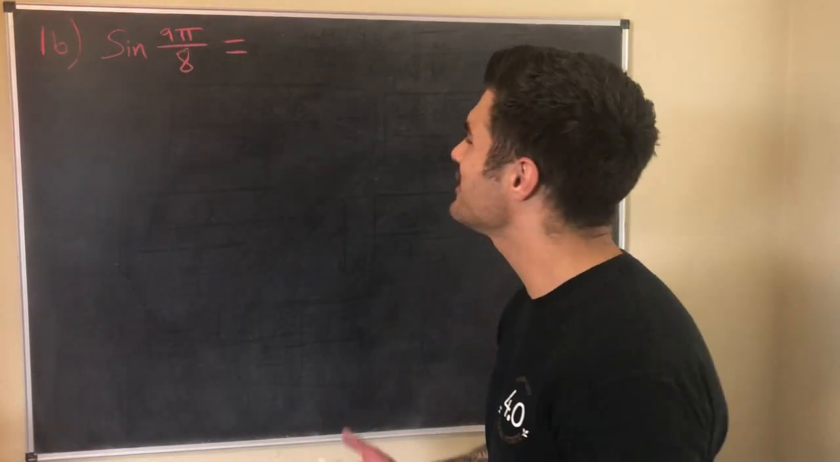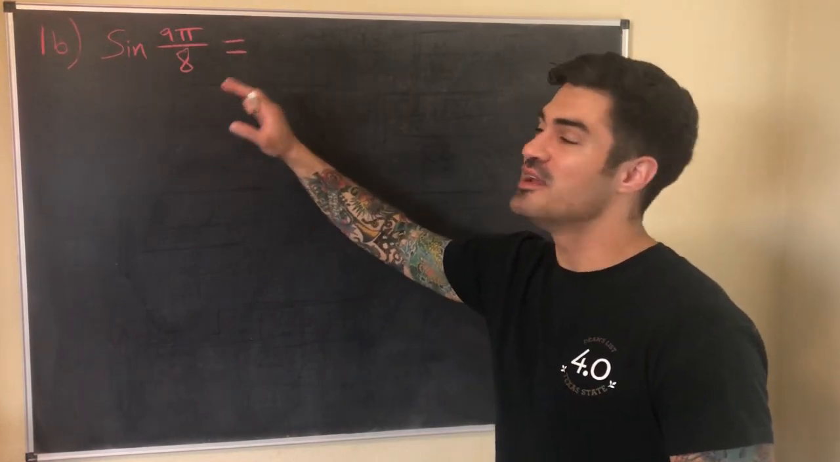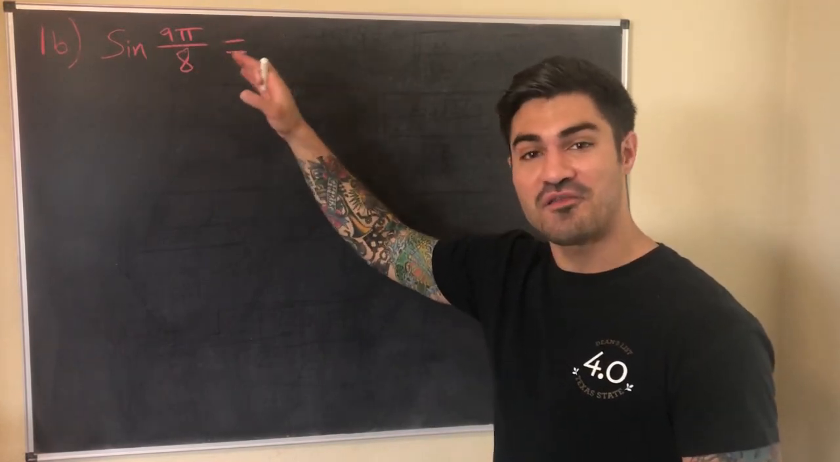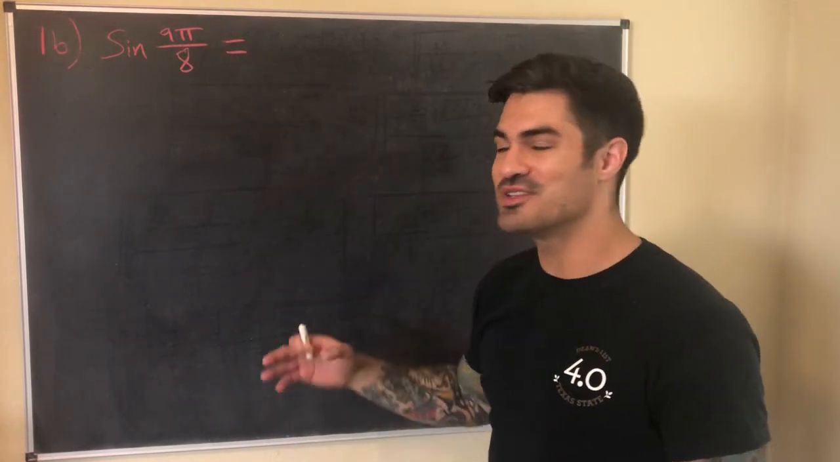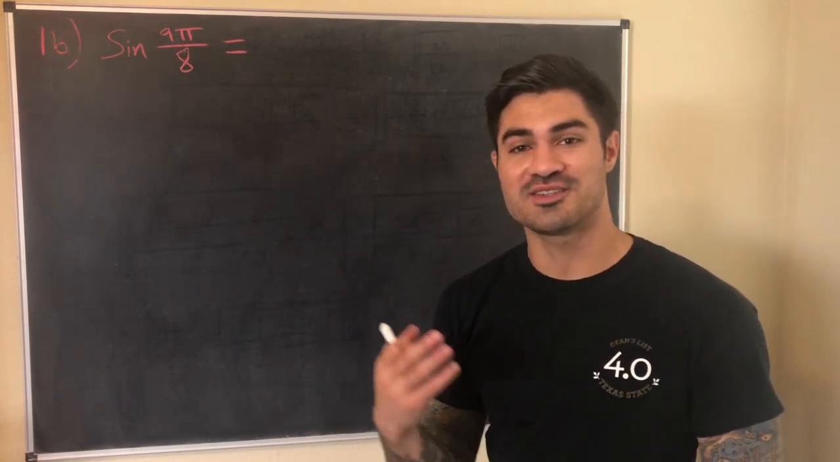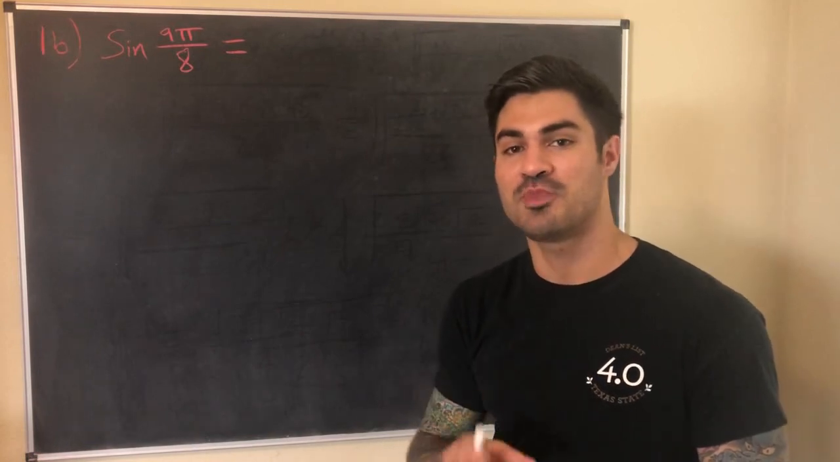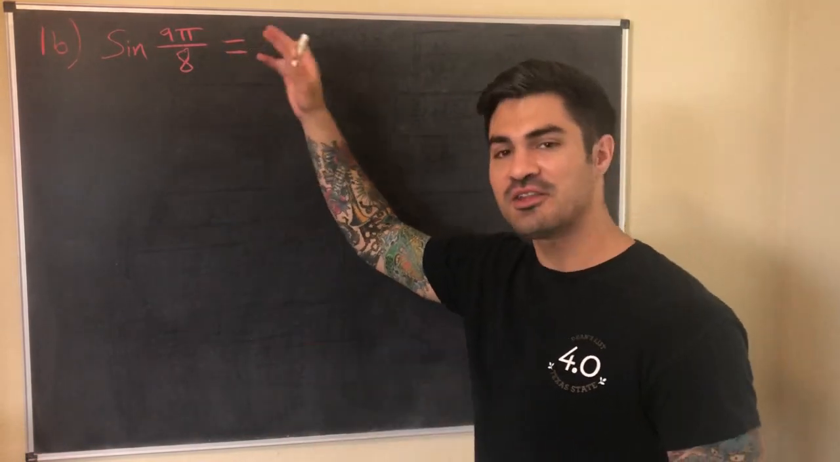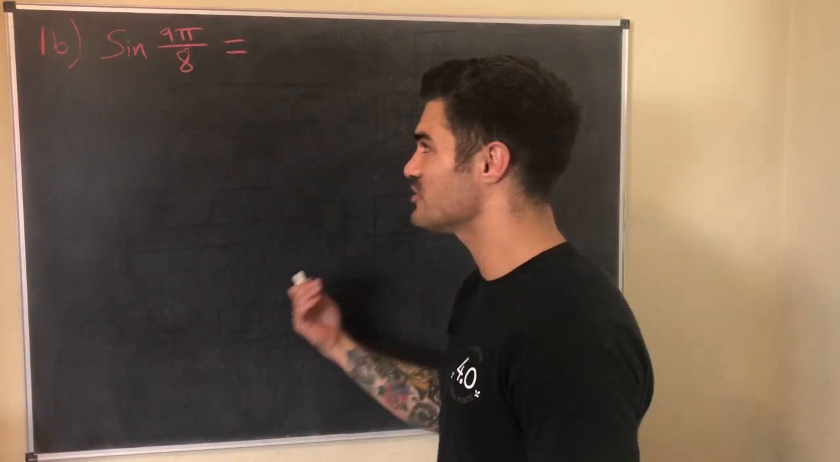All right, so here's our next example. We're going to find the exact value of the sine of 9 pi over 8. It turns out that this is half of an angle that we're familiar with. It may not look like it, but half of this angle is 9 pi over 4, right? And the sine of 9 pi over 4 is the same as the sine of pi over 4, because the difference between those is just 2 pi, right? So we're going to start out the same way.